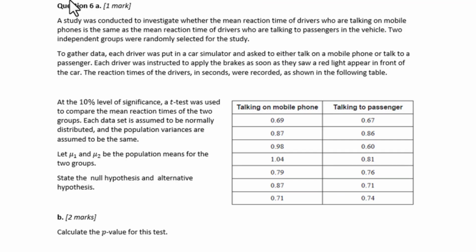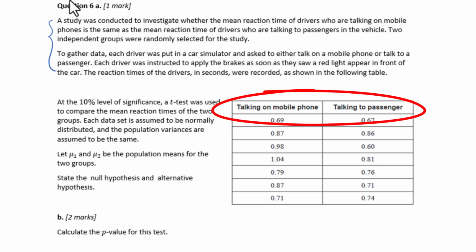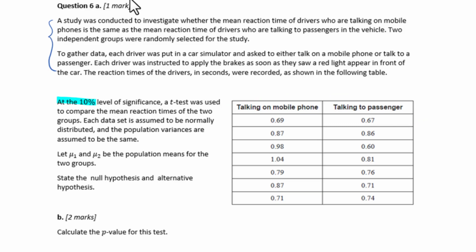Let's go to question 6. The first two paragraphs are talking about how to conduct this survey. They got the data for talking on mobile phone and talking to passenger at 10% level of significance. A t-test was used to compare the mean reaction times of the two groups.